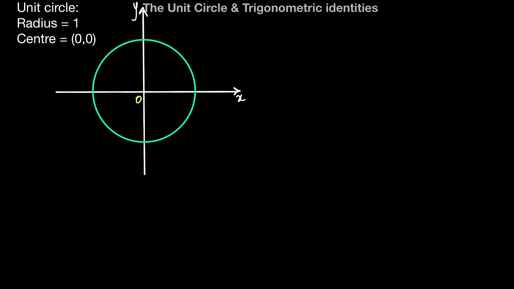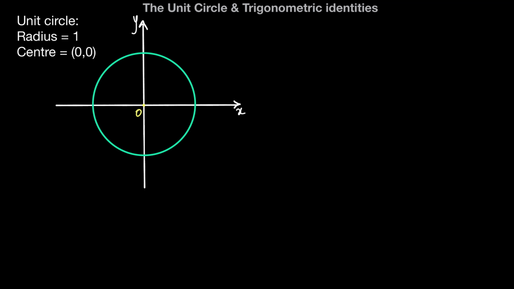Hey guys, so in this video we're going to talk about the unit circle in trigonometric functions. Now what exactly is the unit circle? The unit circle is defined as a circle with radius 1 unit and center point (0, 0). In other words, the center point of the unit circle is the origin. So over here we have the unit circle that has center point (0, 0) and a radius of 1 unit.